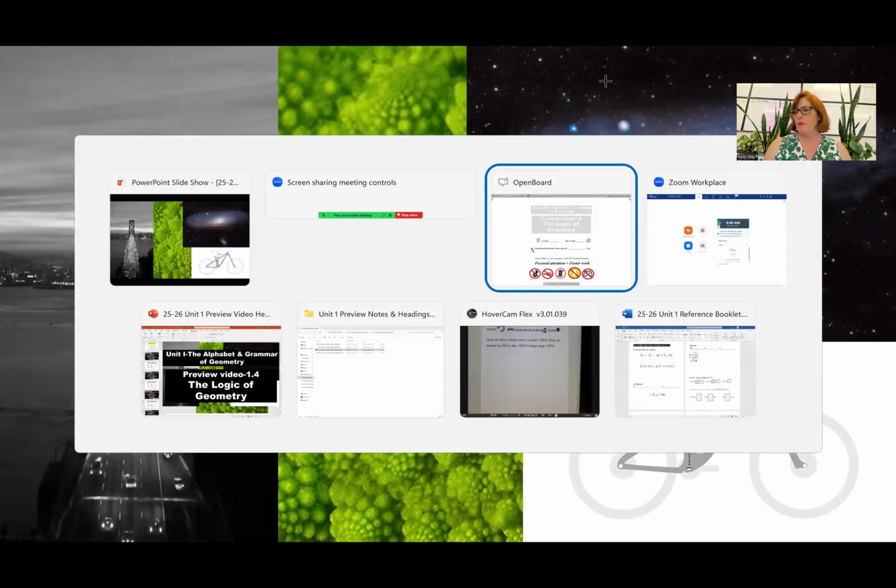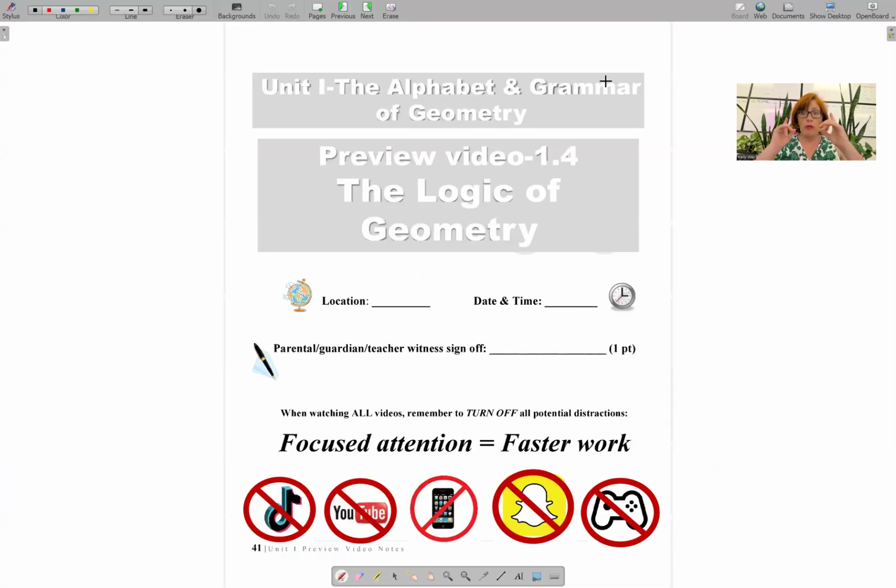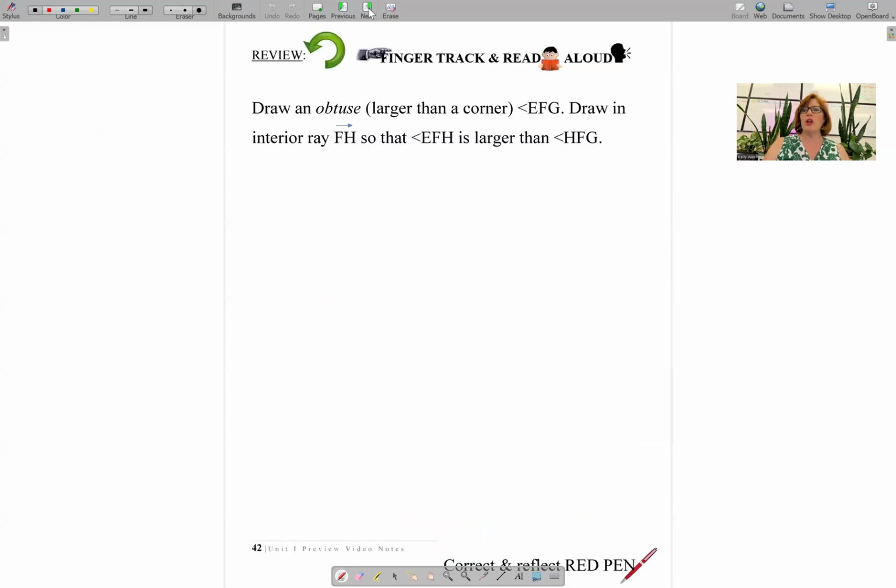Taking a look here. You're in your preview notes. You also even need your reference booklet today. So get your reference booklet handy. Don't forget date, time, and location, as well as a parent regarding the sign up.